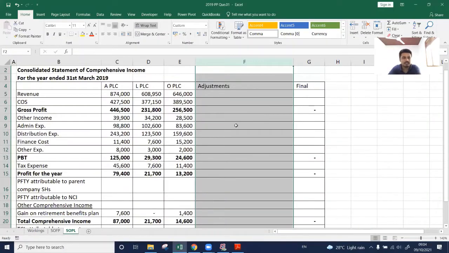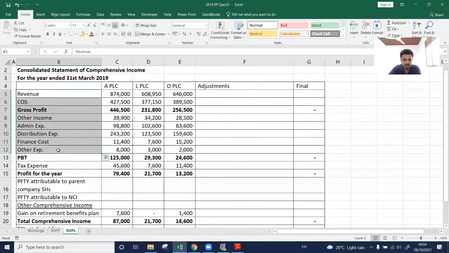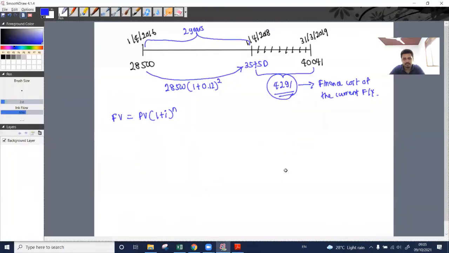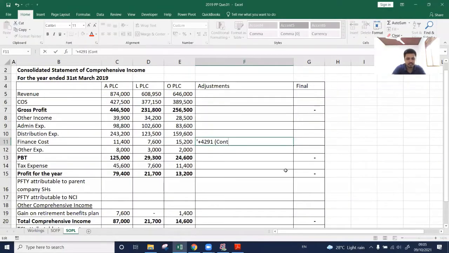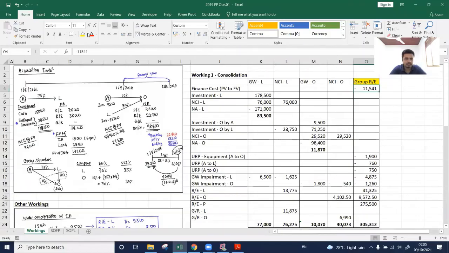In the statement of profit and loss, under which caption do we need to consider the 4,291? Finance cost. We need to consider the current financial cost here. Contingent payment, 4,291. So we need to add another 4,291 to the finance cost as an adjustment. Okay, so we have done with that 11,541.